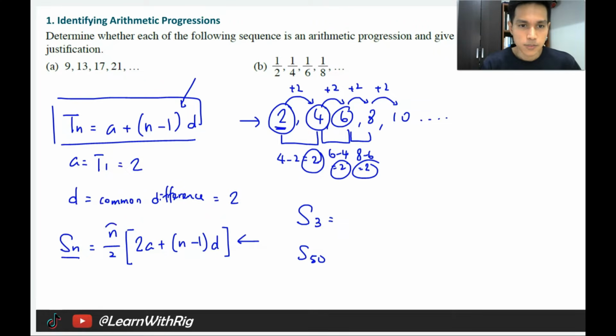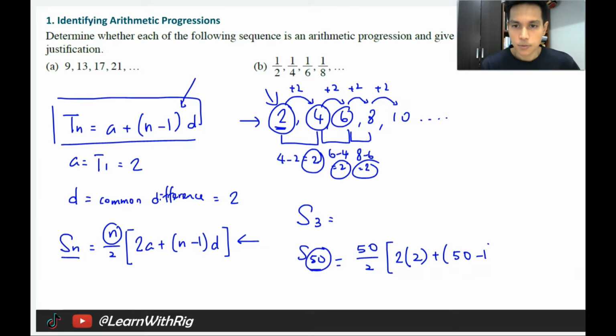Okay, you just substitute. What's the n value? N value is, since you're looking for S50, which is the sum of 50 terms, you substitute 50 into your equation. So 50 over 2 times 2 times a. What is a? So a is the first term, which is 2, plus n is 50, right? So 50 minus 1 times d. What's the difference? The common difference is 2. So you solve this, you get your sum of 50 terms.